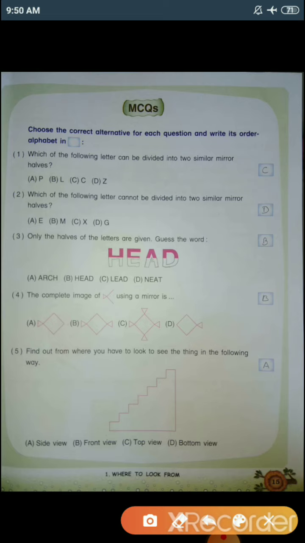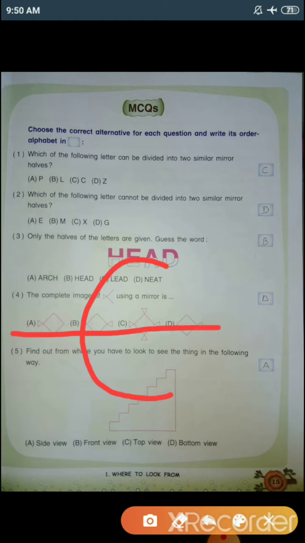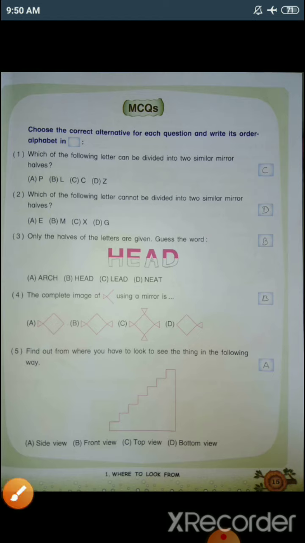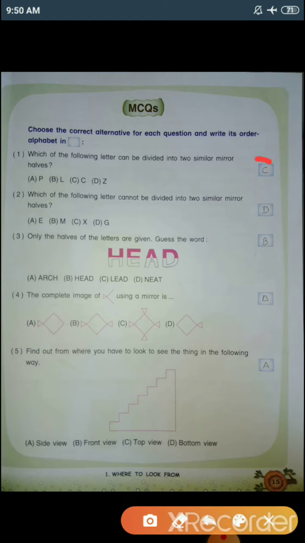So we can conclude that the letter C is divided into two similar halves. How? If we draw one horizontal line through letter C, we can observe that part 1 and part 2 both look similar. That is why our answer is option C.